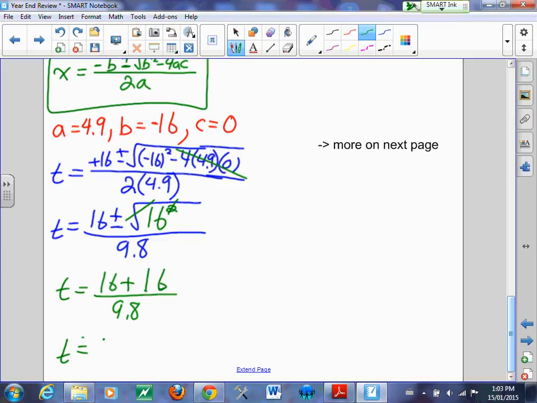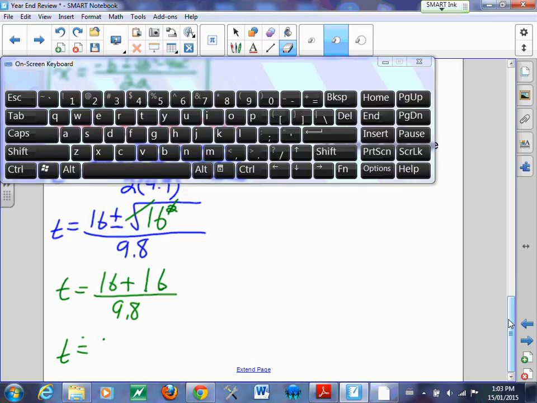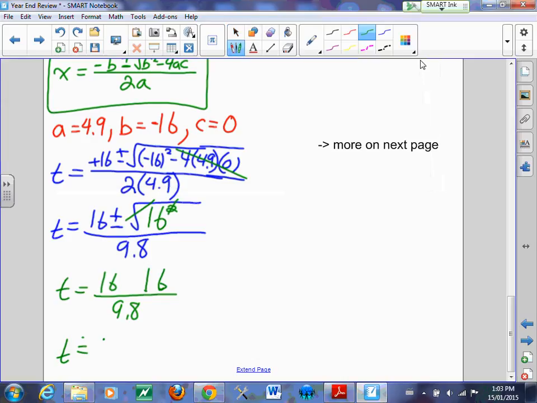So the answer simplified before we split it is 16 plus or minus 16. Sorry guys, didn't mean to mess that up, my fault on that one. So let's take a look at the two cases. 16 plus 16 divided by 9.8.